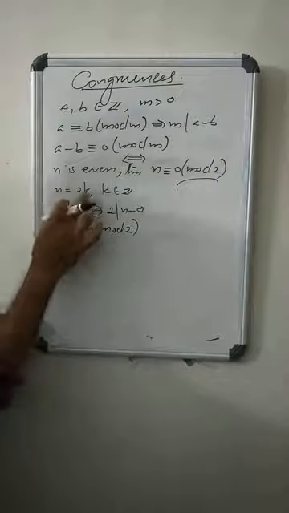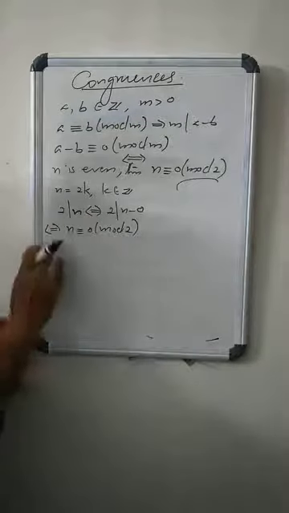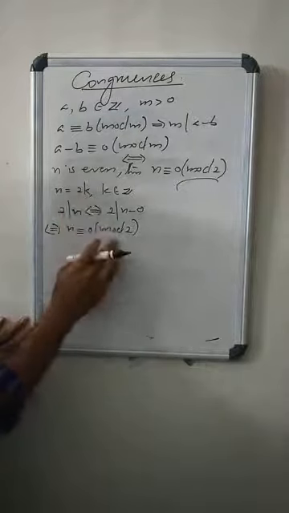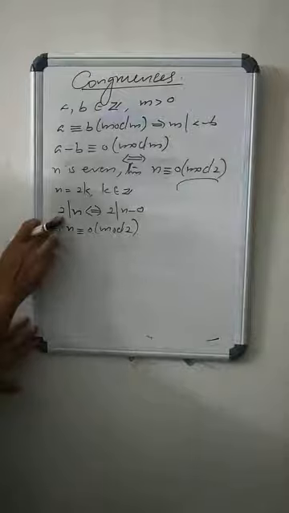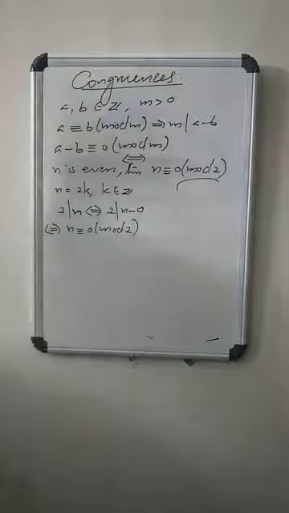First, suppose that n is even, then it means 2 divides n, implies 2 divides n minus 0, that implies n is congruent to 0 mod 2. Reversely, when n is congruent to 0 mod 2, that means 2 divides n minus 0, that means 2 divides n, meaning n equals 2k, hence n is even.